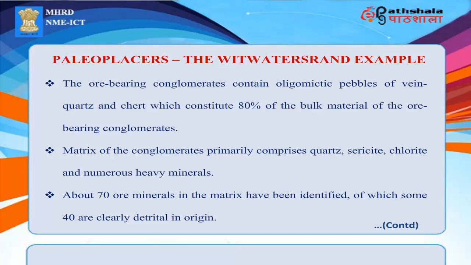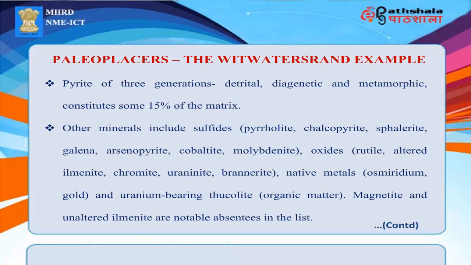The ore-bearing conglomerates contain oligomictic pebbles of vein quartz and chert, which constitute about 80% of the bulk material of the ore-bearing conglomerates. The matrix of the conglomerates primarily comprises quartz, sericite, chlorite, and numerous heavy minerals. About 70 ore minerals in the matrix have been identified, of which 40 are clearly detrital in origin. Pyrite of 3 generations, namely detrital, diagenetic, and metamorphic, constitutes some 15% of the matrix. Other minerals include sulfides, oxides, native metals, and uranium-bearing thucholite. Magnetite and unaltered ilmenite are also notable absentees in the list.